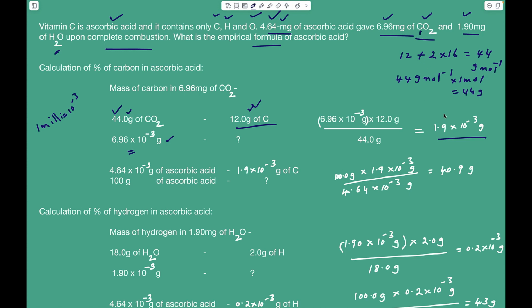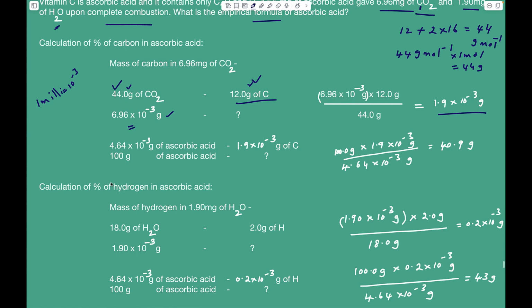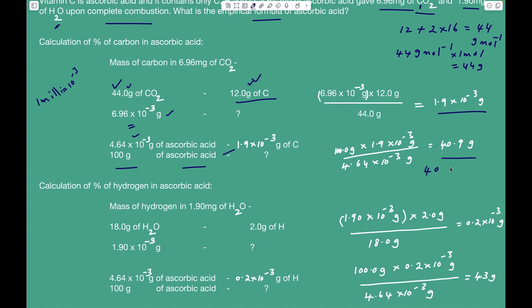But remember, all this carbon has come from 4.64 milligrams of ascorbic acid. Now, how do you find out the percentage of carbon? Simple. If 4.64 milligrams of ascorbic acid has 1.9 milligrams of carbon, then 100 grams of ascorbic acid will have how much? Again, you know how to solve this. Multiply these two and divide that product with this. So upon simplification, you will get it to be 40.9 grams, or its percentage is 40.9.